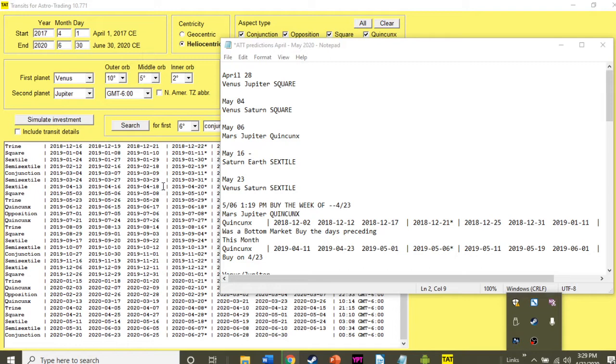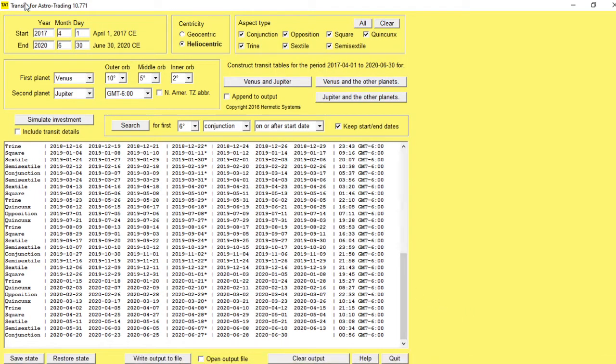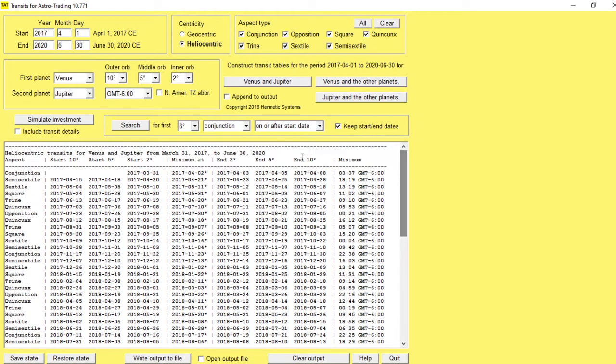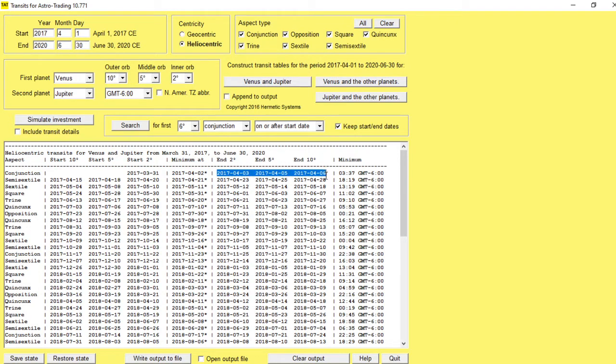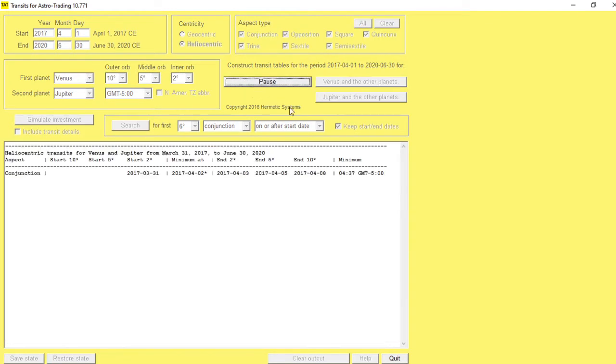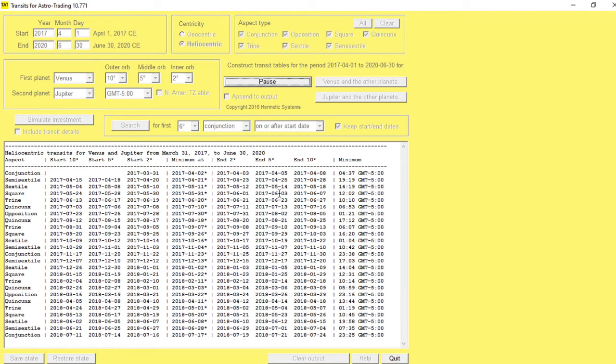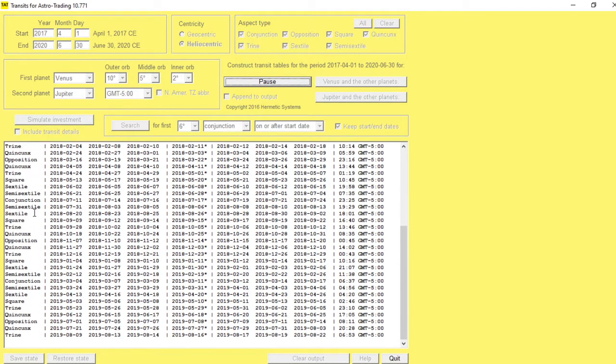I'm going to do an astrological trading video. I use this program to show me where the transits were for each orb, each degree of the transit, when it was before the exact time of the transit and the exact time, the minute and hour. I actually shouldn't be using GMT 6, I should be using GMT 5, so let me recalculate this.